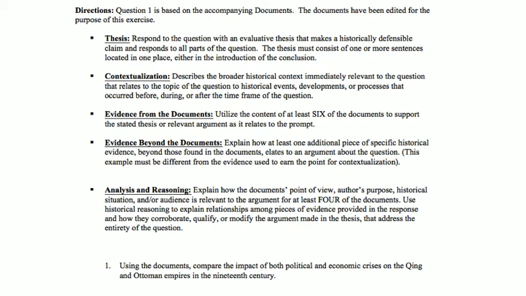So the question is to use the accompanying documents to compare the impact of both political and economic crises on the Qing and Ottoman empires in the 19th century.